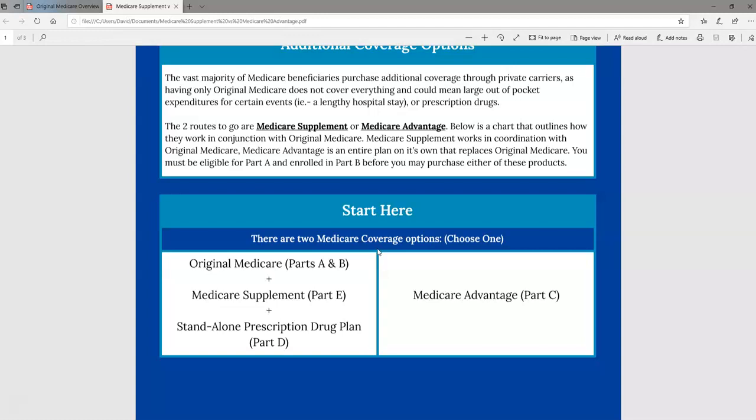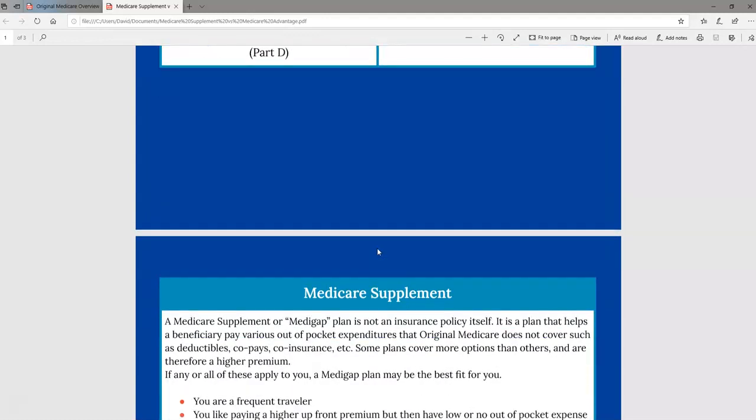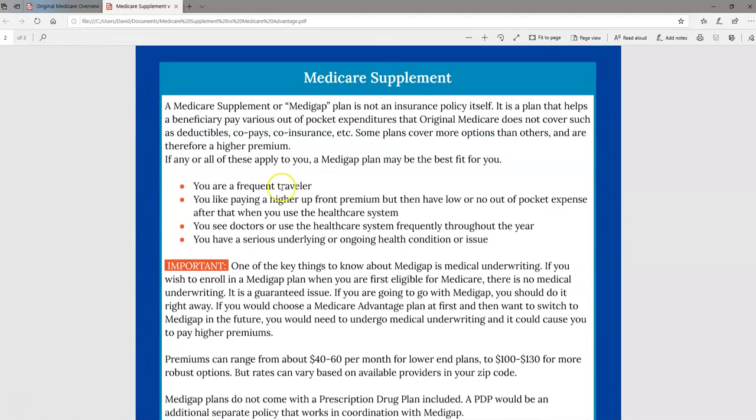So very important that we get the timing right. Medicare is very finicky with timing. We got to make sure we have things lined up the right way. So we're going to start here with Medicare Supplement.